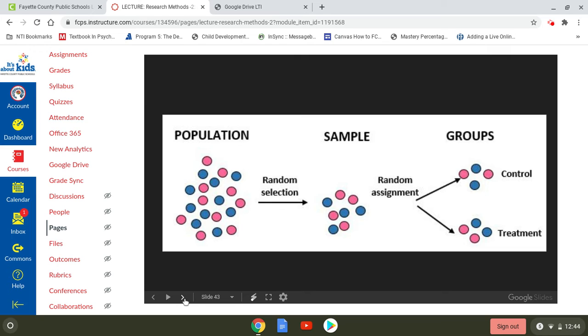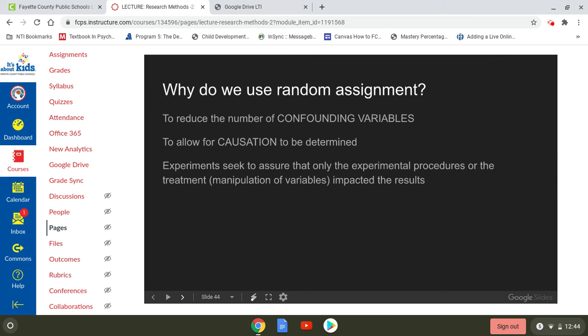So that's problematic, right? Now, we also want to be able to allow for causation to be determined. So that's another reason why we use random assignment. We want to make sure we take out the confounding variables, and then that allows us to assign the causation to just the independent variable alone.